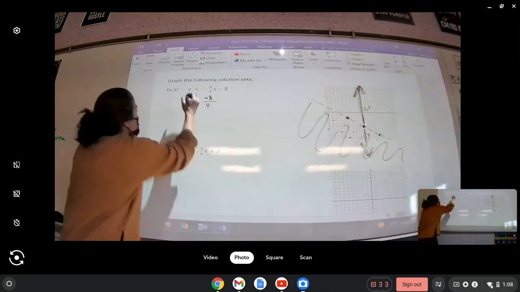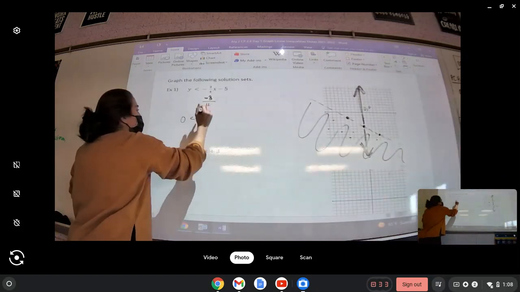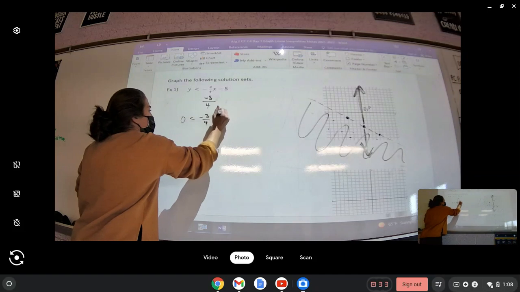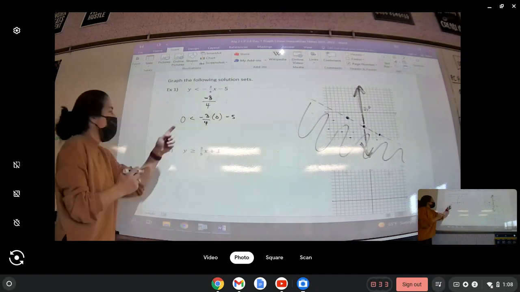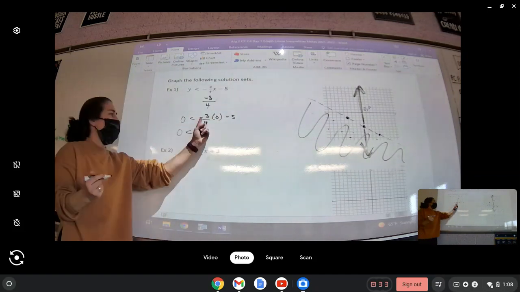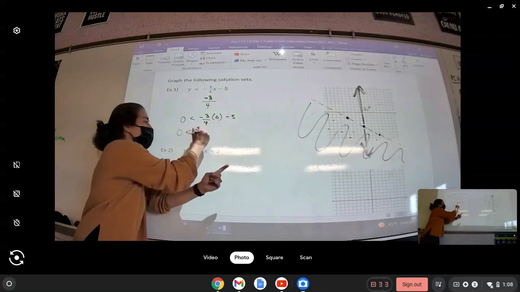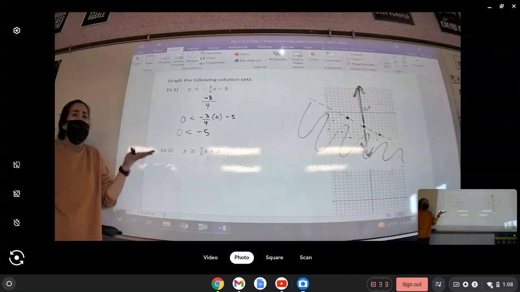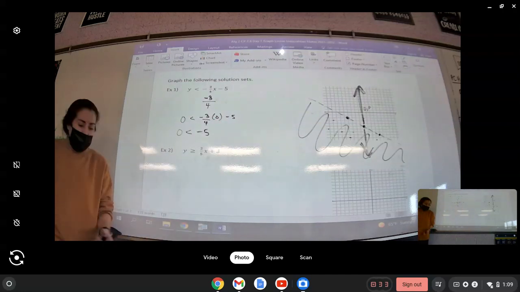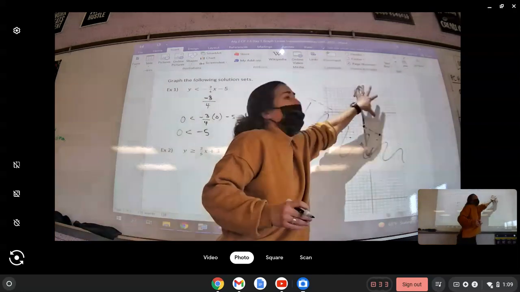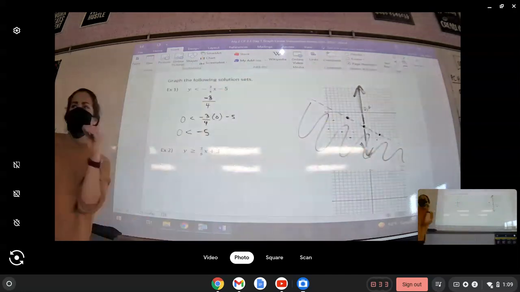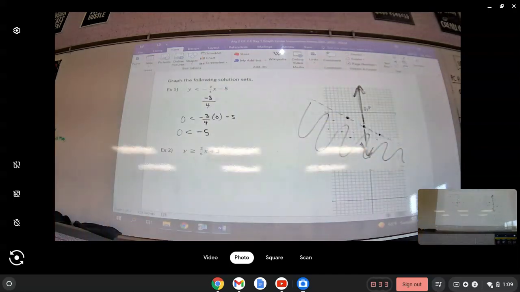So guys, really quick. 0 less than -3/4 times 0 minus 5. 0 is less than, what's -3/4 times 0? 0 minus 5. Is that true? Is 0 less than -5? No, and it shouldn't be true, because that's not where the answers are. And that's a really quick way to know if you've shaded on the correct side or not.